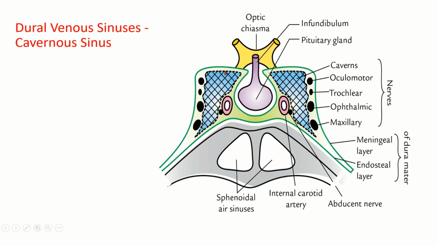You can see this is the section through the cavernous sinus. This will be the lateral wall, the medial wall, the inferior wall, and the roof. So this is the pituitary fossa, sella turcica. Diaphragma sellae will be forming the roof here. You can see the important nerves in the lateral wall of the cavernous sinus: the oculomotor, trochlear, the ophthalmic division and maxillary division of the trigeminal nerve. You can also see the abducent nerve here in relation to the internal carotid artery. You can see the sphenoidal air sinuses below the pituitary fossa. All these will be dealt with in detail when we are dealing with the cavernous sinus.